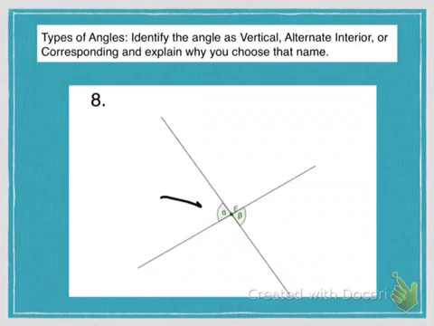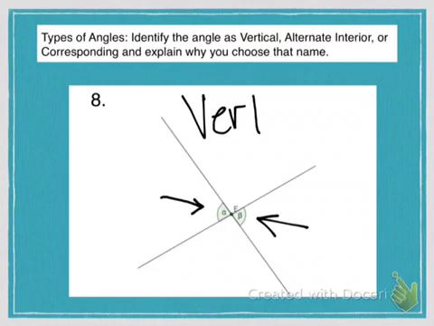Number 8, again, identify the angles as vertical, alternate interior, or exterior. So I'm going to look at this angle here and this angle here. They're formed by intersecting lines and they're opposite angles. So that would give me vertical angles.